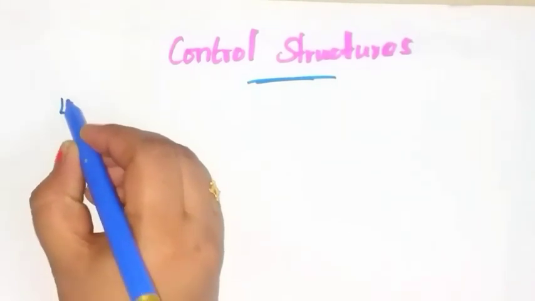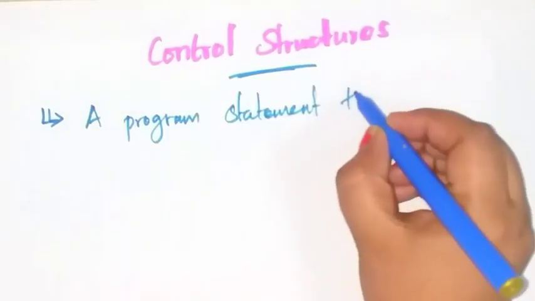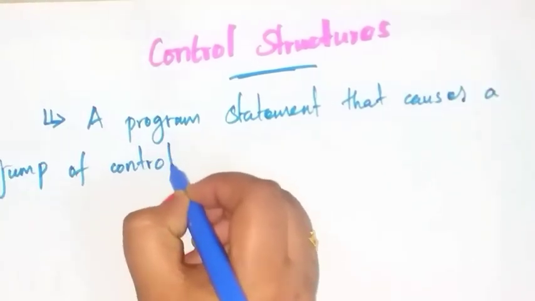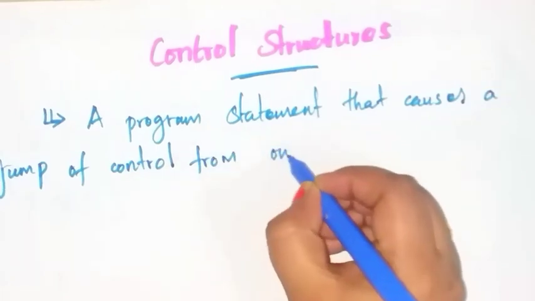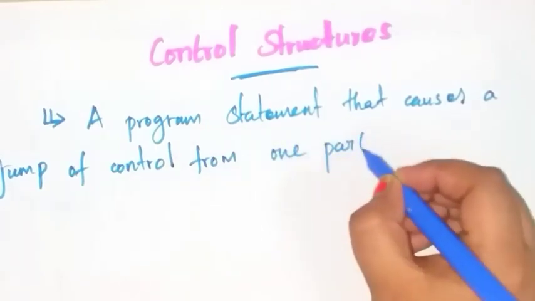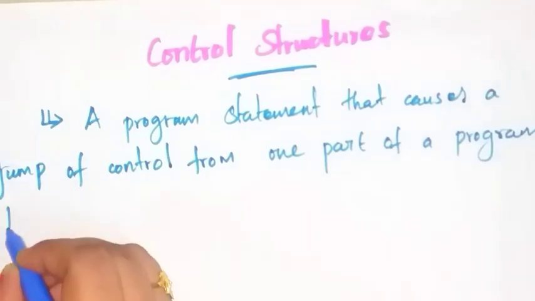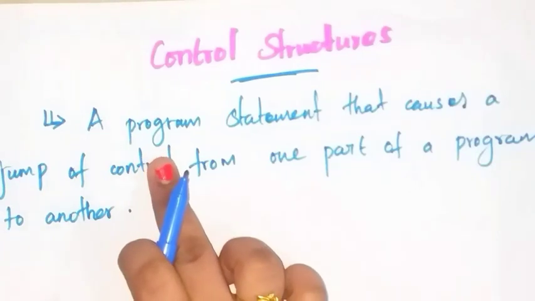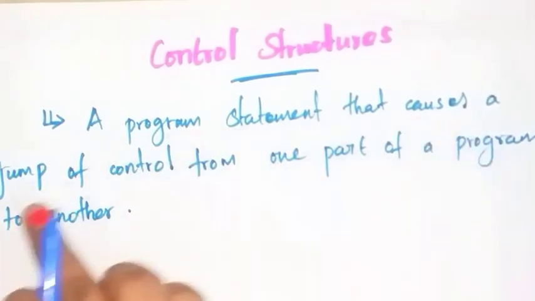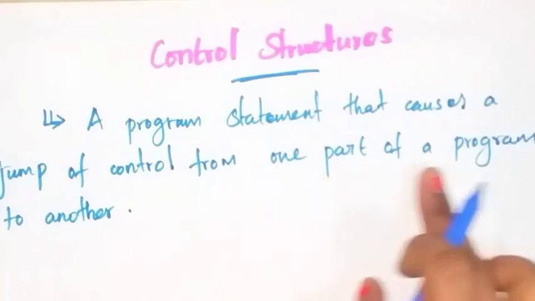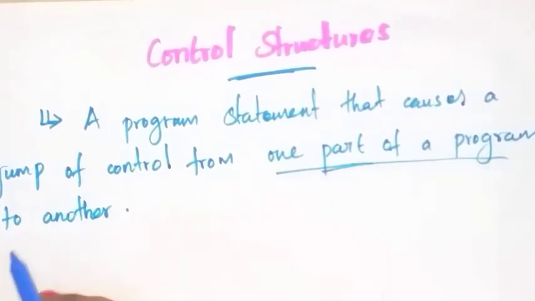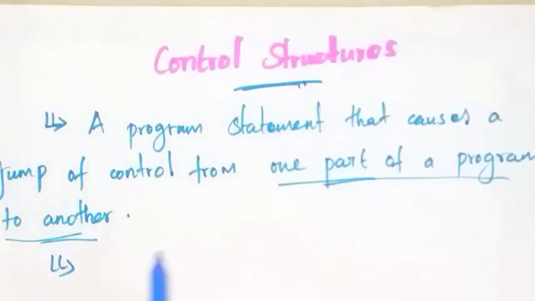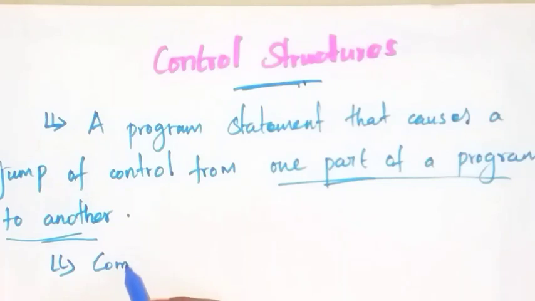Let's see the definition. A program statement that causes a jump of control from one part of a program to another. So what do you mean by control statements? A program statement that causes a jump of control from one part of a program to another part of a program, that is called control statements. Okay, these control statements are also called compound statements.